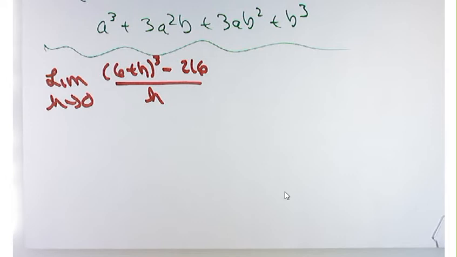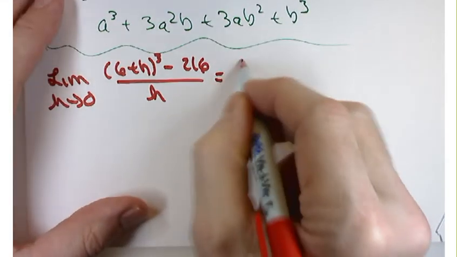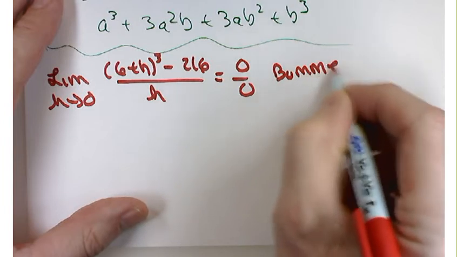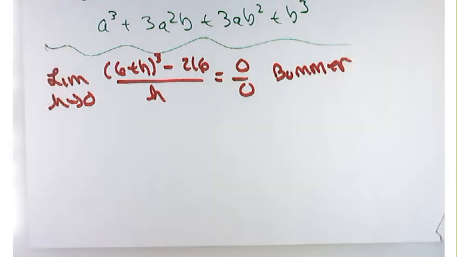Chris, what's the first thing we try when we work on a limit? Plug in 0. Perfect. Thank you. Plug in 0. So if I plug in 0, Kaylee, what happens when I plug in 0? I get 0 over 0. Bummer. So what that means is I have to do some algebra. I have to get my hands dirty with this problem.